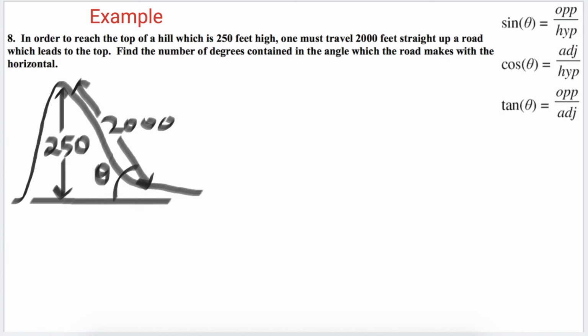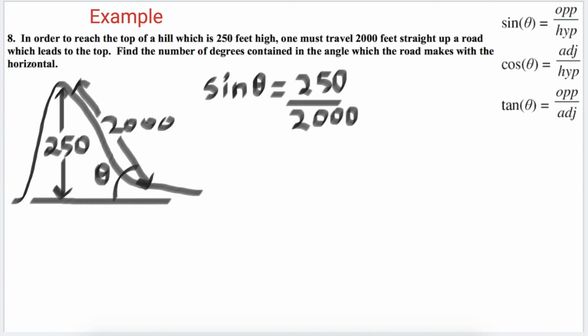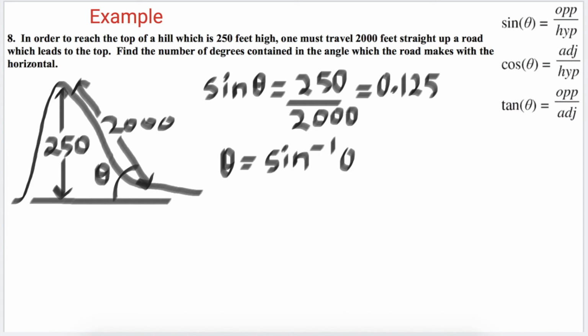So I'm going to calculate the sine of theta is equal to 250, which is the opposite, divided by 2,000 feet, which is the hypotenuse. When you divide those two numbers, you're going to get 0.125. So if I want to figure out what my angle is going to be here, I need to find the sine inverse of 0.125. So let's write that. Sine inverse of 0.125. Using your calculator, the angle is going to be 7.18 degrees.